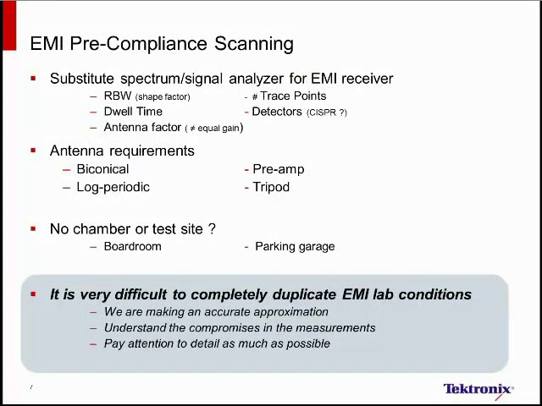From a pre-compliance perspective, what I want to do is replace the EMI receiver with a signal analyzer or a spectrum analyzer. Now, we do have to be a little bit careful there. We have to understand what the differences are between an EMI receiver and a spectrum analyzer. Do we have the right resolution bandwidths? Do we have a lot of trace points, or do we have a few trace points? Do we support dwell time? Do we support the CISPR detectors? Do we support antenna factors, which are not the same as antenna gain?